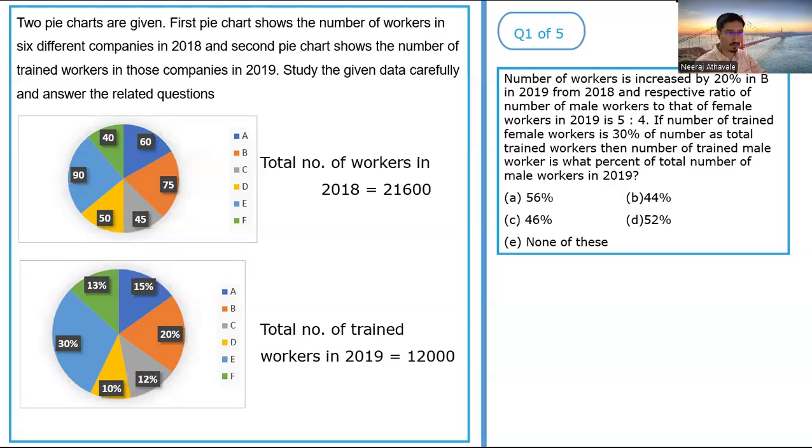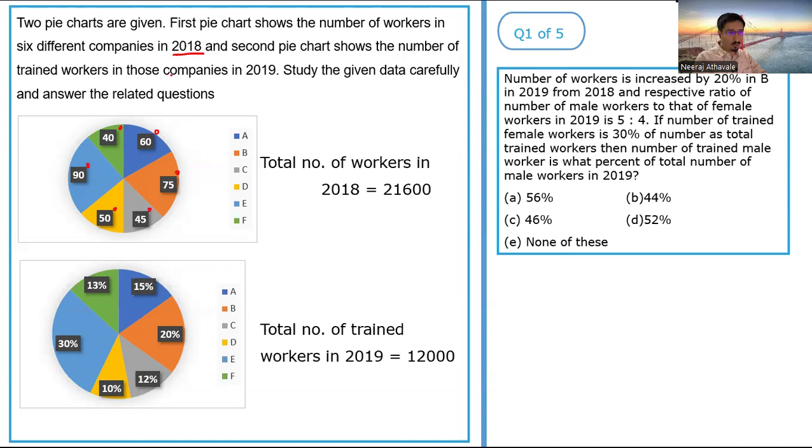In this question of data interpretation of a pie chart, we have been given two pie charts. The first pie chart shows the number of workers in six different companies. So we have here A, B, C, D, E, F in 2018. Now, the values given are 60, 75, 45, and so on. Just by looking at it, I can see that the summation is not equal to 100. So these values must be in degrees.